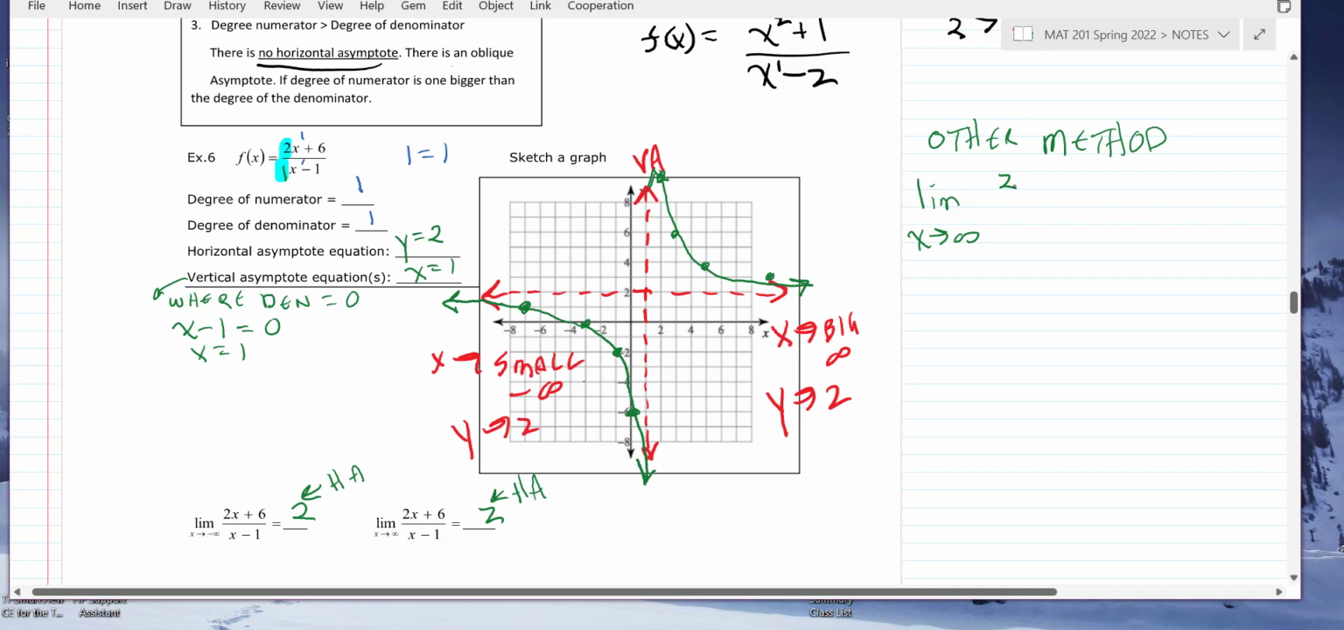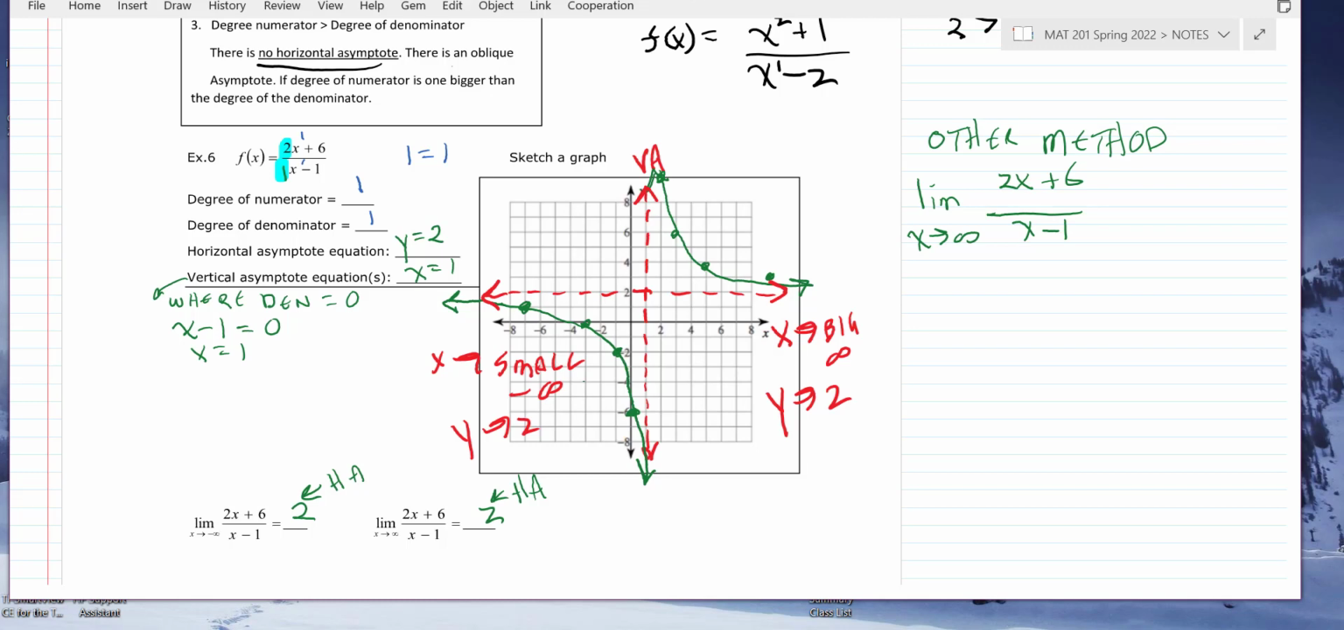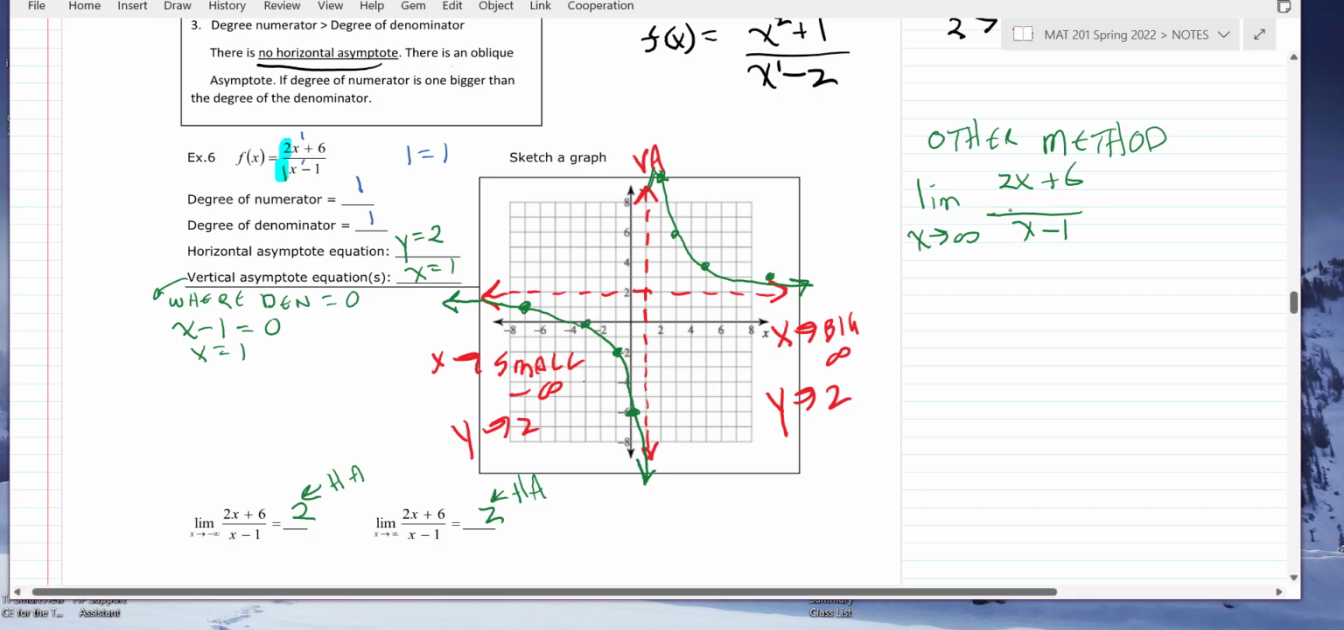So I'm going to write down the original problem and leave a little space here. And what I'm going to do is I'm going to divide by the highest power of x. The highest power of x is x to the first. So I'm going to divide every little piece of this by x.